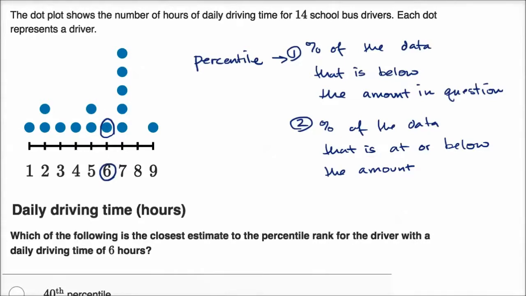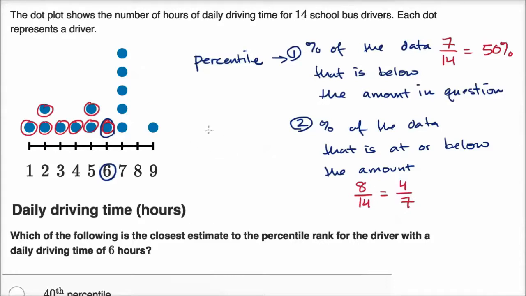Let's see, I'm just going to count them: 1, 2, 3, 4, 5, 6, 7. So 7 of the 14 are below 6 hours. If we use this first technique, we would have 7 of the 14 below 6 hours per day, and that would get us a number of 50%. That 6 hours is at the 50th percentile. If we want to say what percentage is at that number or below, then we would also count this one. So we would say 8 out of 14, which is the same thing as 4 out of 7.